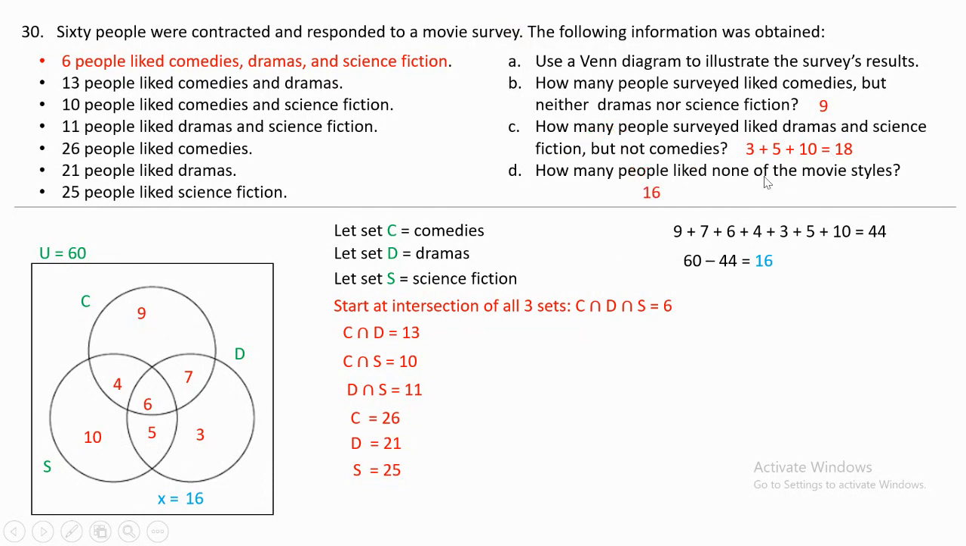Now for the last part, how many people like none of the movies? So none of the movies are the people that are down here. They're not included in any of the sets. So it's 16. So it's always wise to draw yourself a Venn diagram. And actually it's easier because it's more visual.